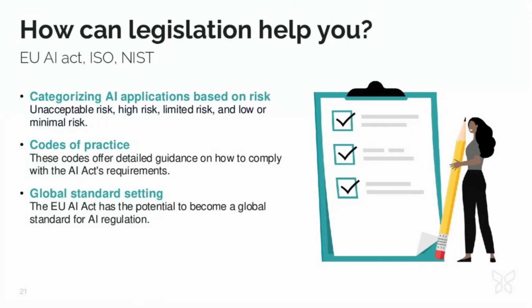So this webinar is way too short to go into all the details of the EU AI Act, but let me highlight a few points in how the Act can help you to implement AI responsibly. First of all, what's very important is that the EU AI Act classifies AI into various risk categories. So first of all, there's the unacceptable risk.